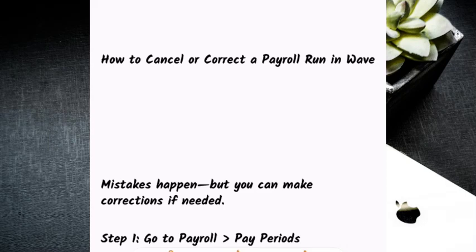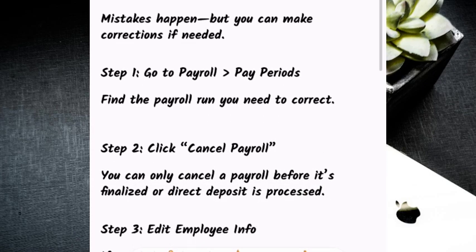In today's video, we're going to talk about how to cancel or correct a payroll run in Wave. Mistakes happen, but you can make corrections if needed. Here's how to do it. First step, go to Payroll and Pay Periods. Find the payroll run that you want to correct.